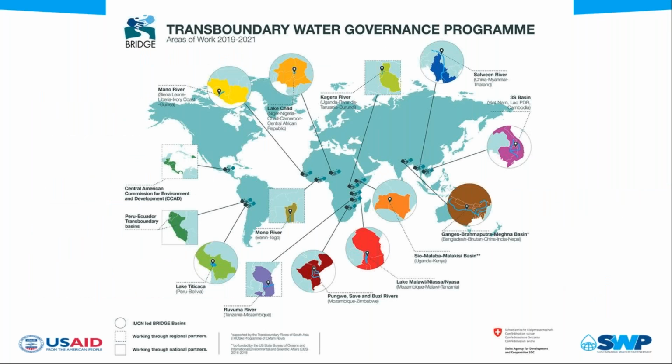This is just a brief map demonstrating where Bridge works in a variety of different basins. It gives you an understanding of the different contexts that it has to work in, and therefore the different geographic contexts, the climate contexts, and the ethnic diversity and different issues that are raised, given that many countries are in different states of development.